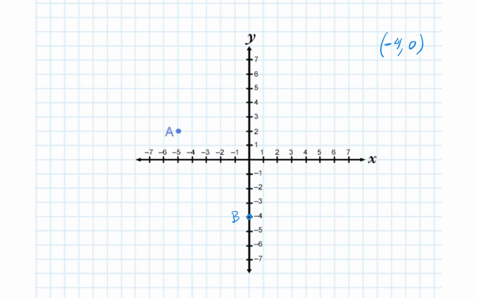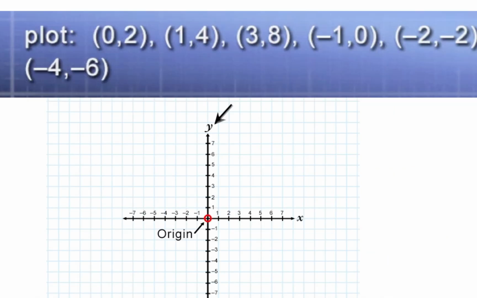Locate the point minus 4, 0. Where is minus 4, 0? I will tell you here. And which point is this one? The point A. I will tell you. What is the x? The x is minus 5. What is the y? The y is 2. So the point A is minus 5, 2. What is this point B? The x is 0, and the y is minus 4. Perfect. This is point B.